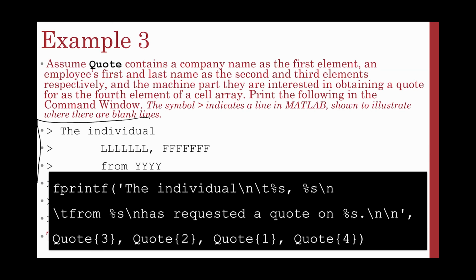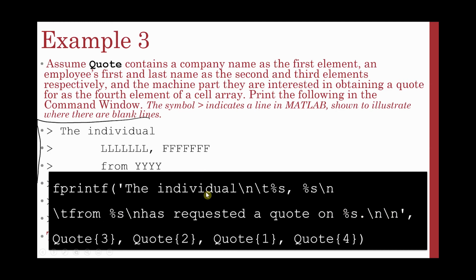So how do we do this? Well, we're going to use our fprintf command, and then we're going to start with the individual, then we want to go to a new line, then we want to insert a tab, and then we want to insert text, comma, insert more text, and then go to the next line. Then we want to insert a tab, we want to insert some more text, go to a new line, has requested a quote on, finish it with the rest of the text of what they have requested their quote for, and then insert 2 new lines.